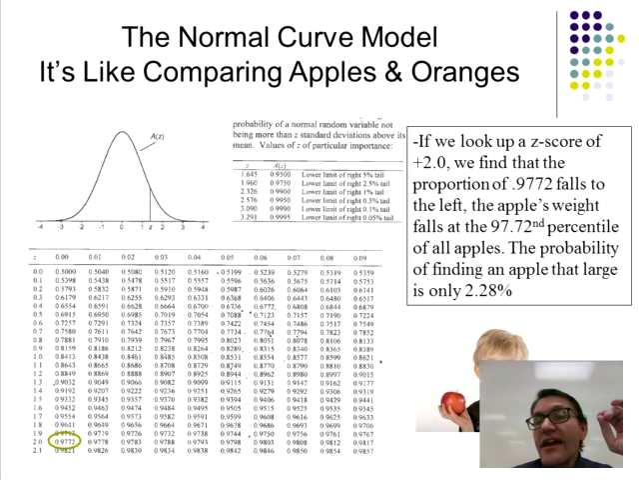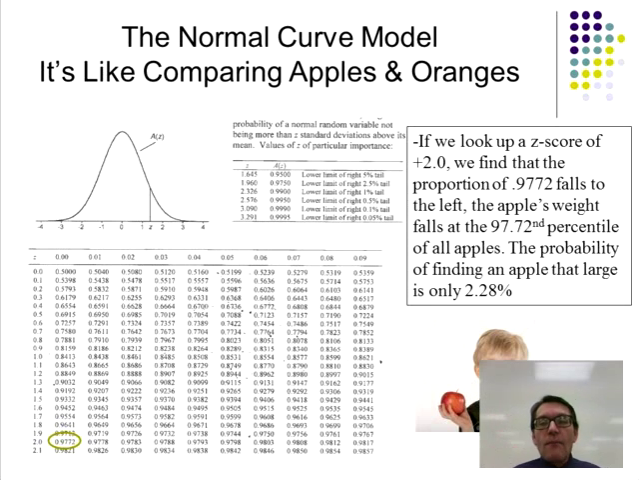But when I get a piece of information about the 97.72nd percentile, then I can say the entire distribution equals 100%. And so if I know for a fact that 97.72% fall to the left of 2.0, I can then say 2.28% fall to the right of that point. In other words, I can say two things. 97.72% of apples will be smaller than this one. 2.28% of apples will be larger than this one.